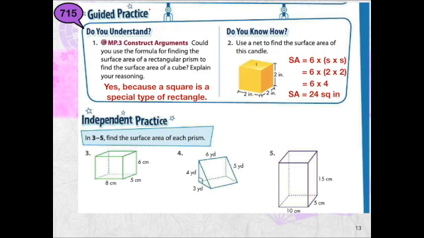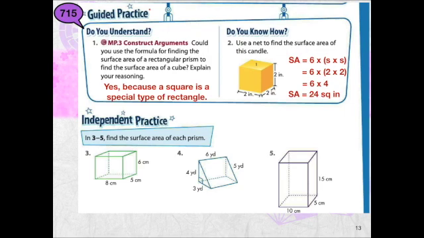Okay, as an independent practice, numbers 3 to 5, find the surface area of each prism. So try it on your own and you can pause the video. After you answer, play the video and let's check your answer.